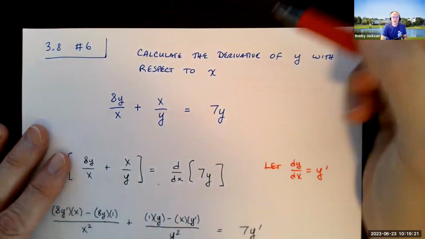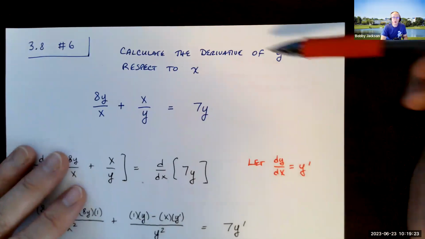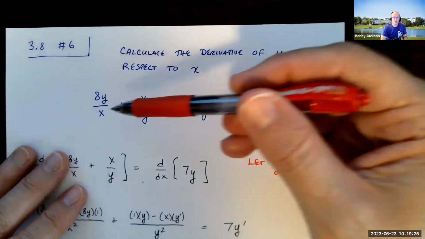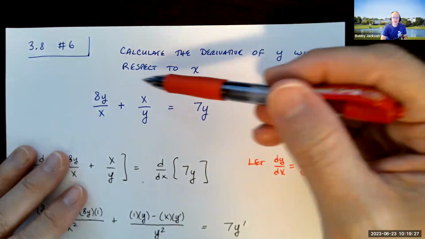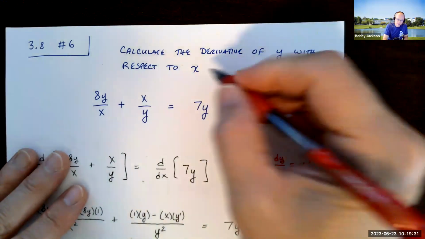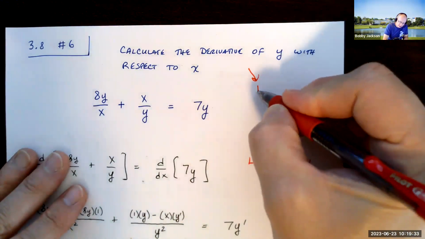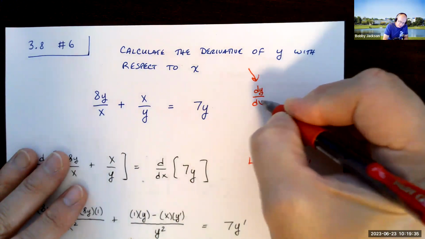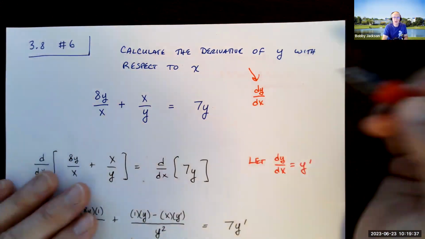Hey everyone, we're going to look at number 6, calculating the derivative of y with respect to x. And we're given this relationship between x and y. So we're basically going to find the derivative of y with respect to x. So we're going to find dy dx, and we're going to do that using implicit differentiation.